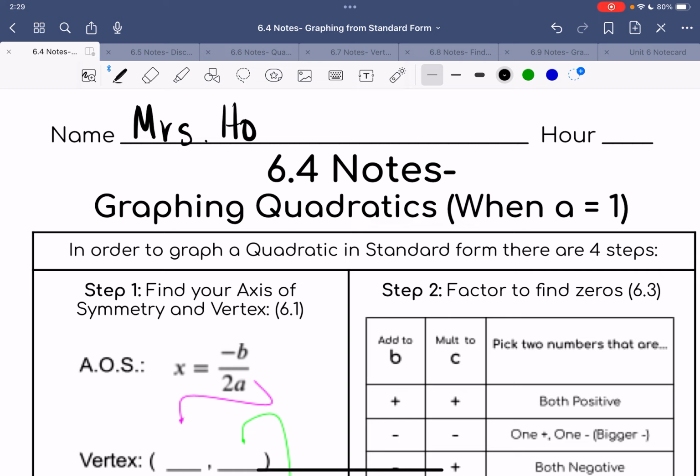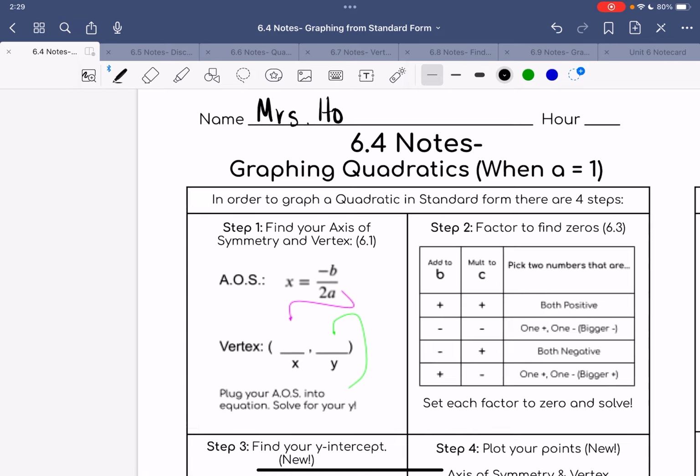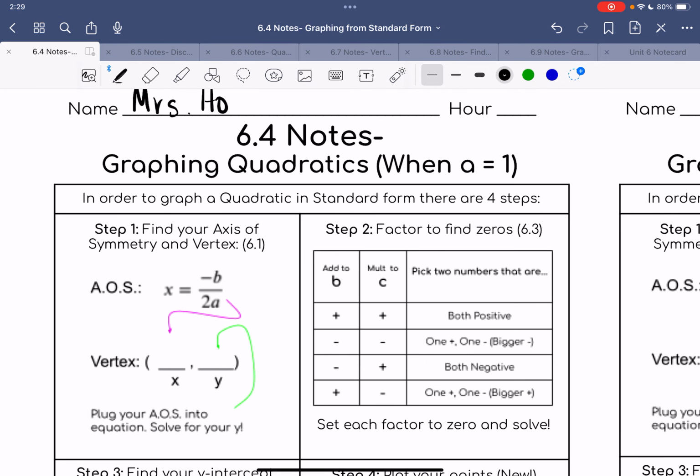The most recent thing we did as a class was that quadratics organizer, and that helped prepare us for steps 1 and 2 of this 4-step process. So step 1, finding your axis of symmetry and vertex like we did in 6.1. This is a blurry screenshot straight from your 6.1 notes. We are going to do negative b over 2a, plug that in to find your y value, and then graph with those.